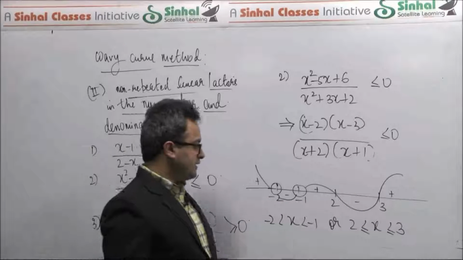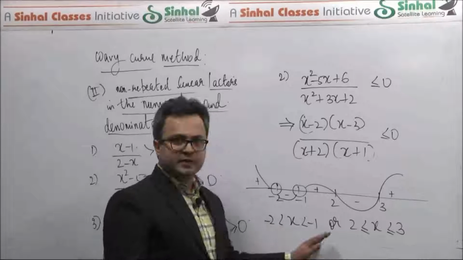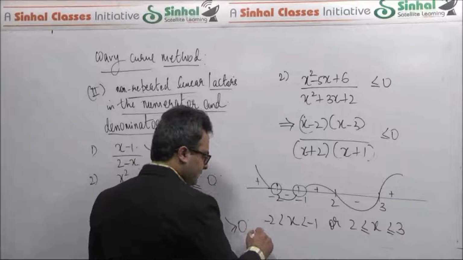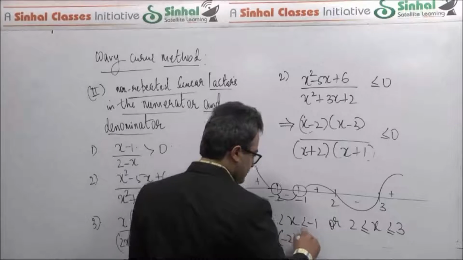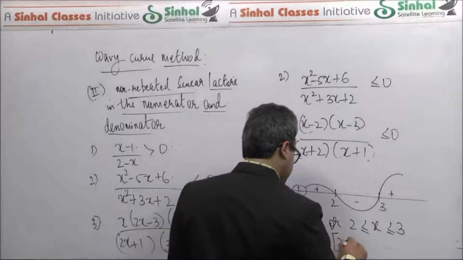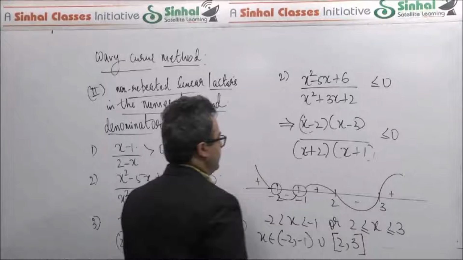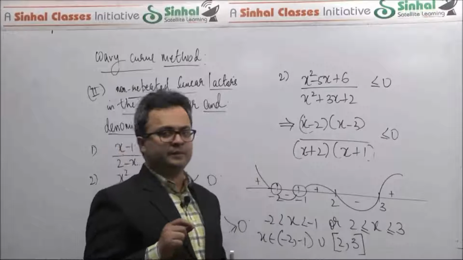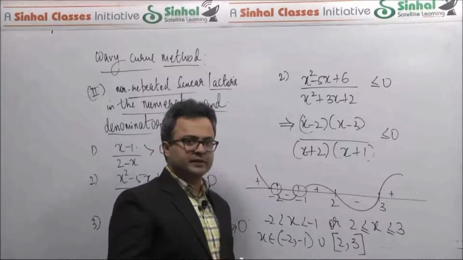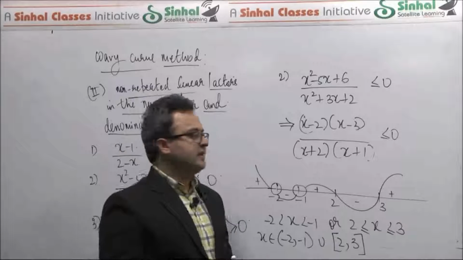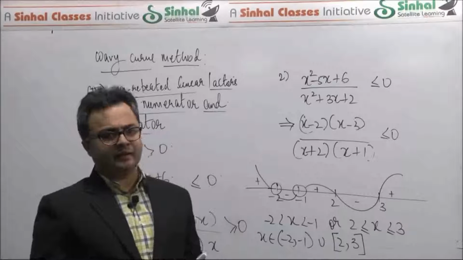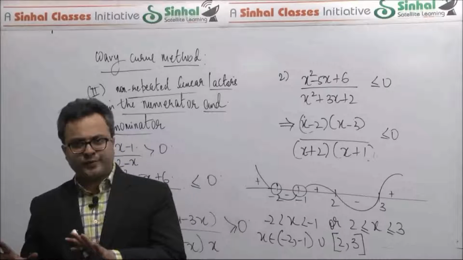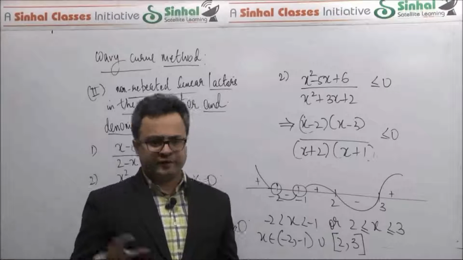So the final solution set is this, that x can lie between minus 2 to minus 1, or it'll have to be greater than equal to 2 and less than equal to 3. If I want to use the bracket notation, I can say something like this. It is again important to remember that the critical points which come from the denominator can never be included in the final solution set. In fact, as a rule, if you want to generalize, you can say that critical points corresponding to the denominator should never be included in any of these forms.